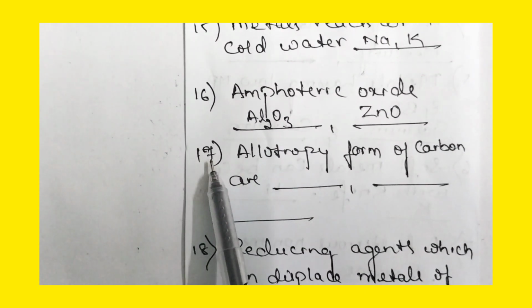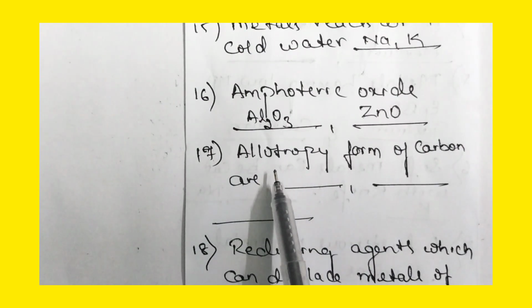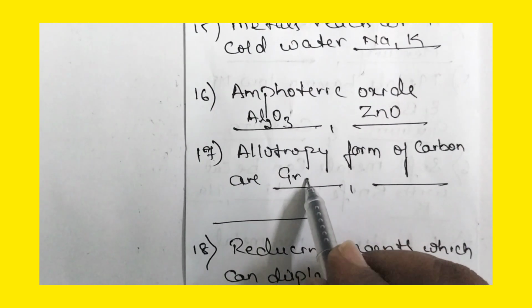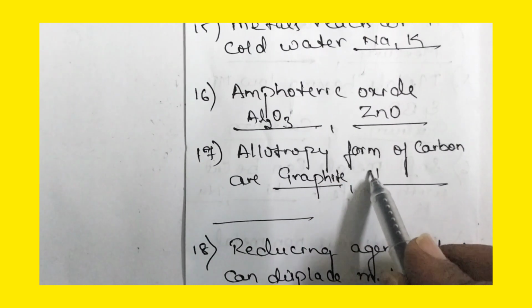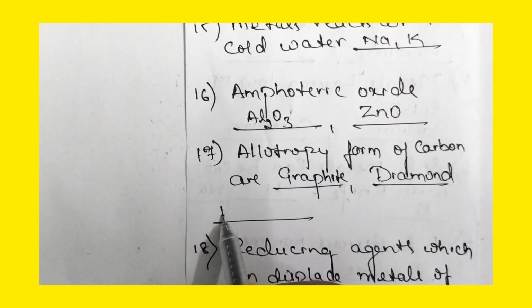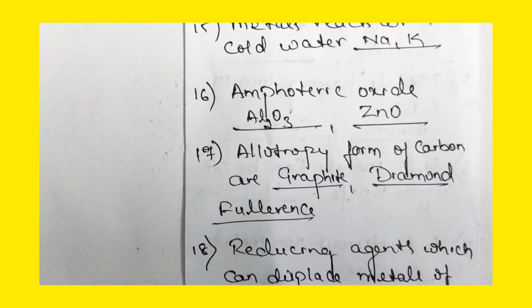Next, coming to the 17th one, which are the allotropic forms of carbon? The allotropic forms of carbon are, one is called graphite. Graphite is an allotropic form of carbon. Graphite, then diamond, and the third one is fullerenes. So these are the three allotropic forms of carbon.